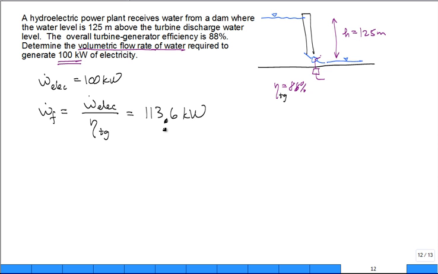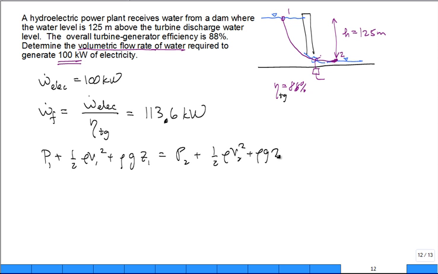Okay, what you can do is apply Bernoulli from here all the way down to there, state 1 to state 2. Let's go ahead and write it. We can write it in terms of pressure, energy per unit volume, energy per unit mass, or head, energy per unit weight, either one. So we have P1 plus 1/2 rho V1 squared plus rho g Z1 equal to P2 plus 1/2 rho V2 squared plus rho g Z2.